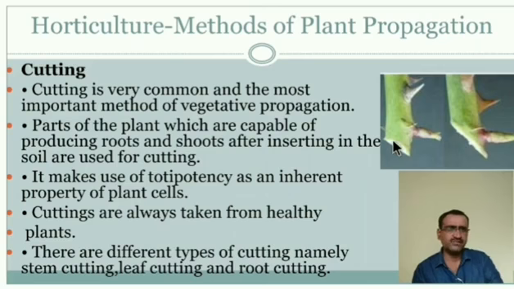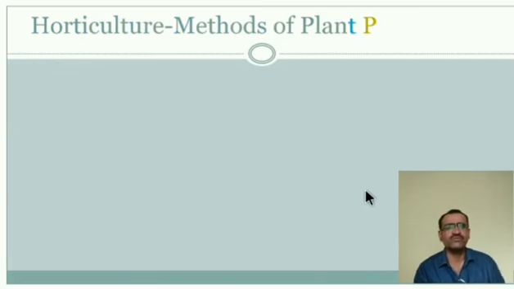Here, stem cutting: at the lower side of the stem the cut can take place, and mostly the cut is at a 45-degree angle. Okay, a slanted cut is taken here. This is the cutting. Let us see the different types of cutting one by one.